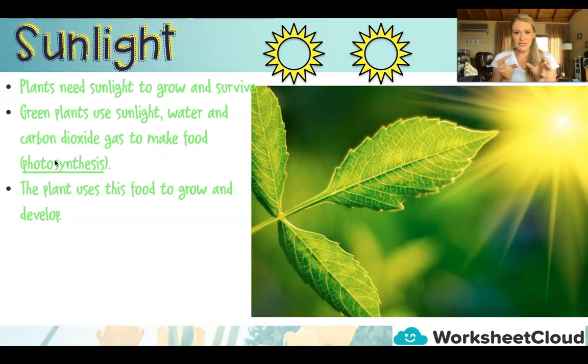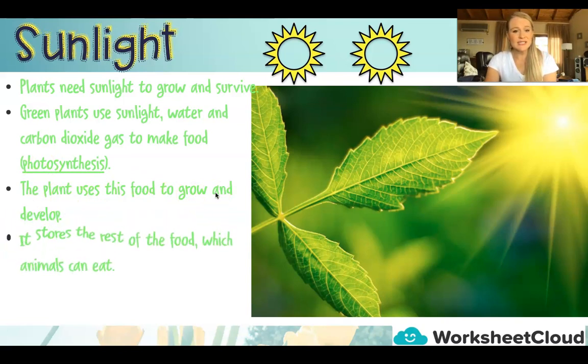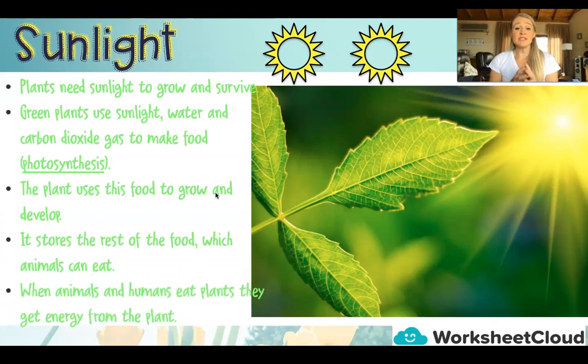So if we put the 2 meanings together, it's using light to make something, and we know that the plants make their own food because plants don't have mouths to eat delicious hamburgers and pizzas and French fries that we like to eat, and so they make their own food by photosynthesis, and sunlight is an important component in order for that to happen. Plants use this food to grow and develop once they've made their food by photosynthesis. It stores the rest of the food, which then animals can eat, and when animals and humans eat the plants, they get energy from the plant.